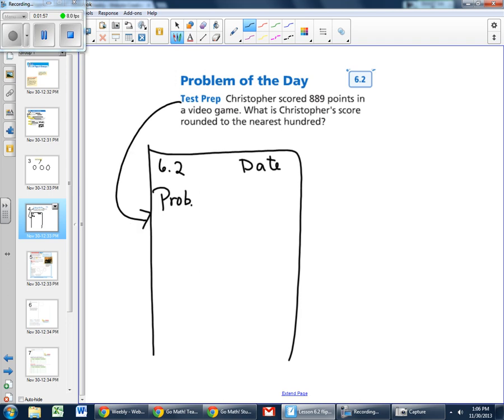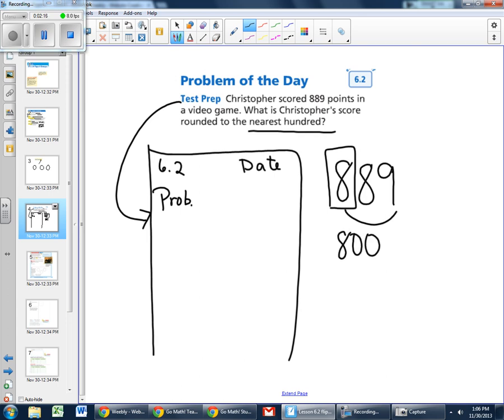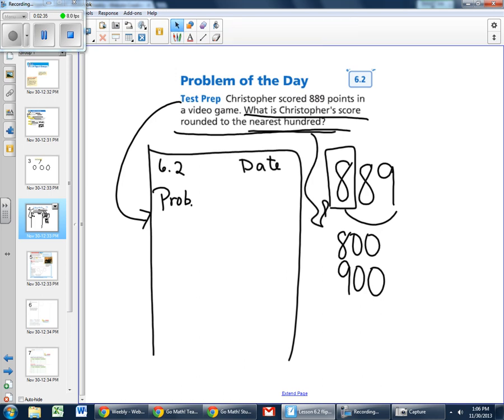Copy this down. Christopher scored 889 points in a video game. What is Christopher's score rounded to the nearest 100? So you have 889, and you're rounding it to the nearest 100. So thinking, is 889 closer to 800, or is it closer to 900? Okay. Go ahead and fill that in, and don't forget, what is Christopher's score rounded to the nearest 100? Your complete answer is Christopher's score rounded to the nearest 100 is, and then decide which one of those it is so that it's labeled.